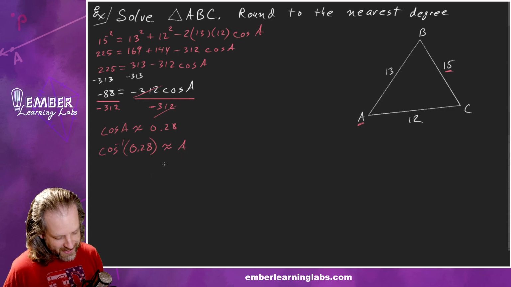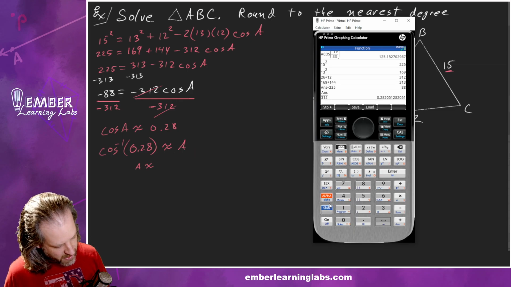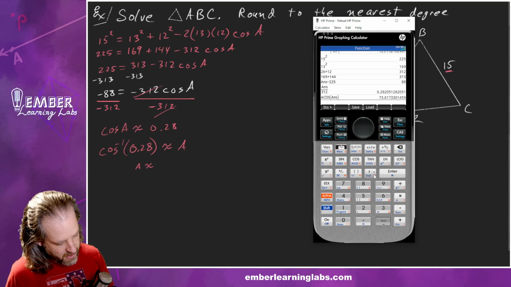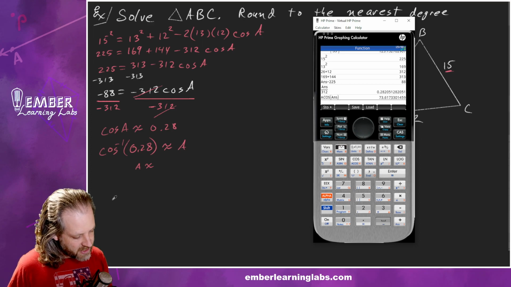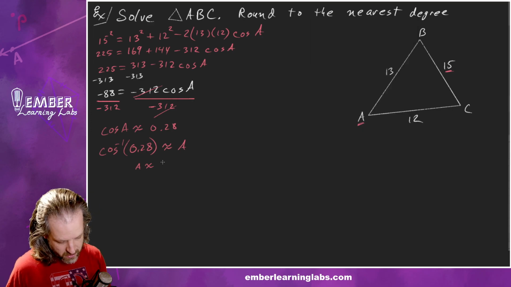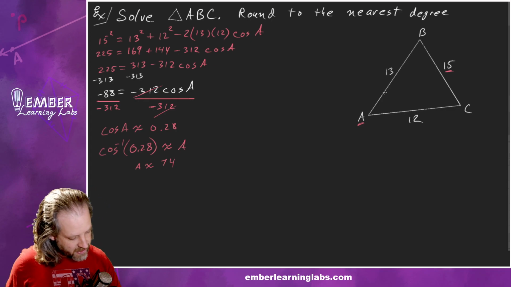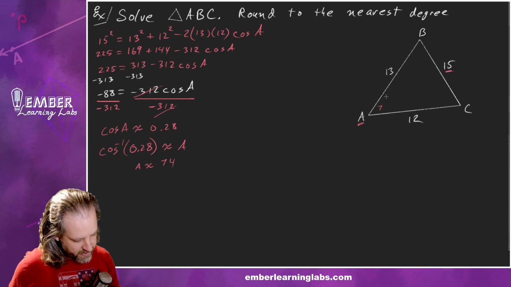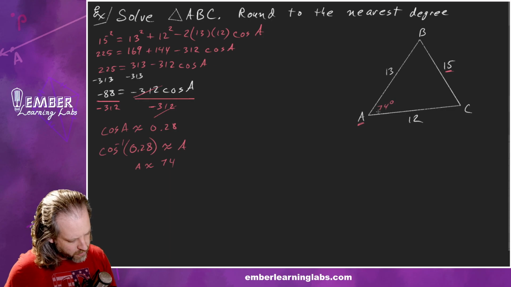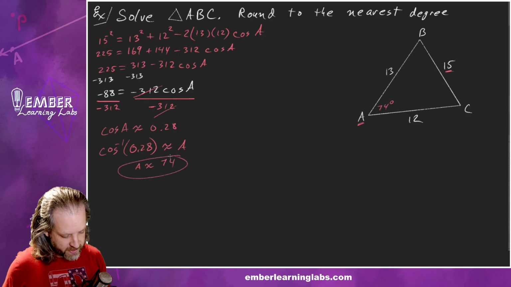So A is approximately equal to what? The inverse cosine of the previous number is 74. Now you note that we have about 74 degrees, right?